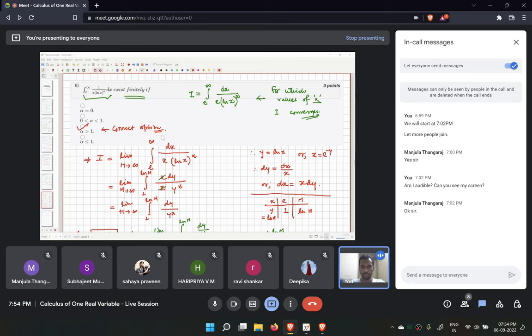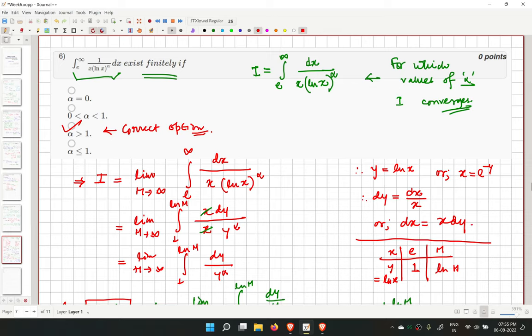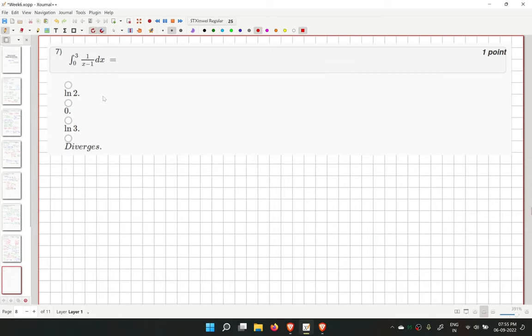Okay, so I don't think there are any questions. So let us go to question number 7, which is again an integration. We will denote it as I. This is from 0 to 3, 1 over x minus 1 dx. So this is again an improper integral, because for x equal to 1, the integrand will diverge. So we can write it in two terms, I1 and I2.